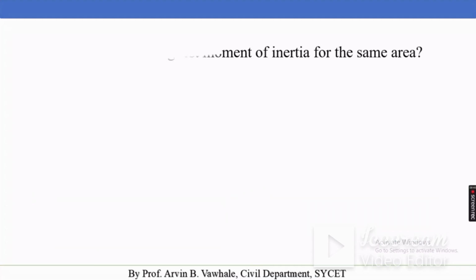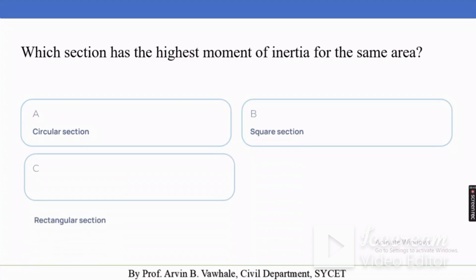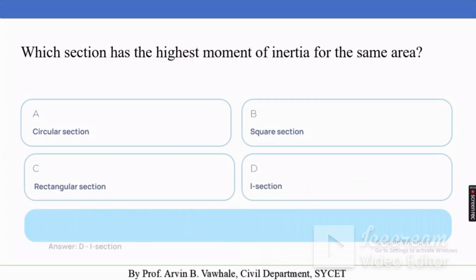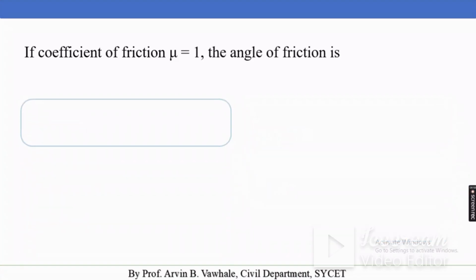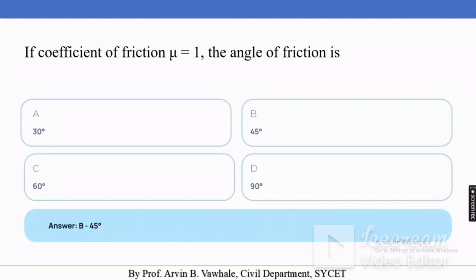15. Which section has the highest moment of inertia for the same area? A, circular section, B, square section, C, rectangular section, D, I section. The answer is option D, I section. 16. If coefficient of friction mu equal to 1, the angle of friction is A, 30 degrees, B, 45 degrees, C, 60 degrees, D, 90 degrees. Angle of friction phi relation: tan phi equals mu. If mu equal to 1, then phi is 45 degrees. The answer is option B, 45 degrees.